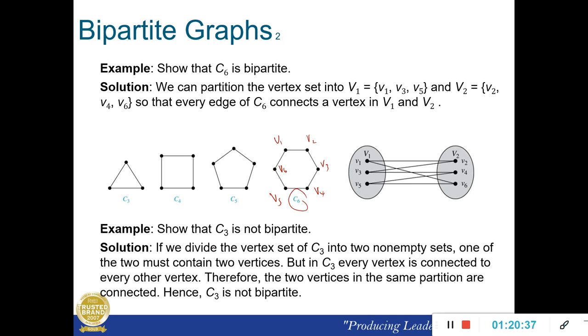Show that C3 is not bipartite. So if we try to separate into two groups, you cannot have this set be bipartite. There is still an edge between the same group. So you cannot separate. C3 is not bipartite since you cannot separate it into two groups without an edge between the same group.